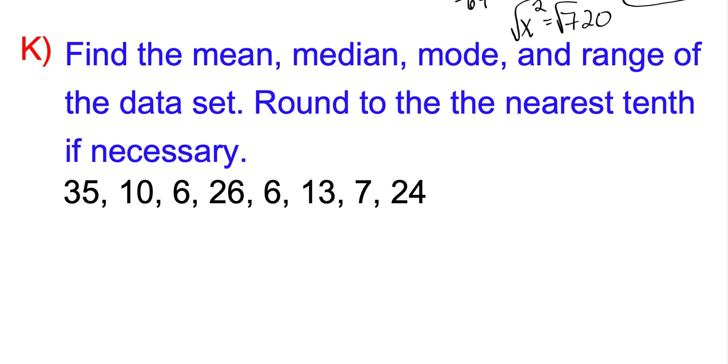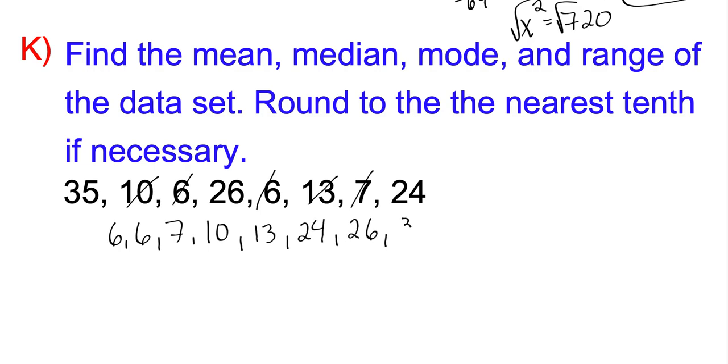So we've got to write these from least to greatest. So 6, 6, 7, got that, got that, got that. We've got a 10, 13, 24, 26, 35. So we've got all of those. So we have a total of 8 numbers. So when we do our average, we're going to divide by 8. But let's do the easy ones first.